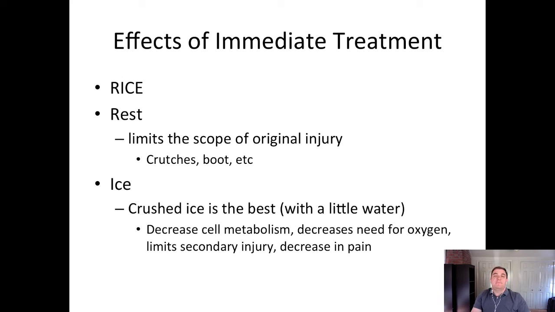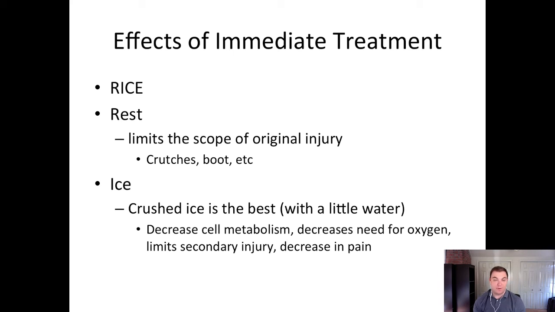RICE, baby, all right? Effects of immediate treatment, RICE. The doctor who coined RICE back in 1978 has actually come out and said that was the worst thing he's ever done. On Blackboard, I have three blog articles that you need to read. They're all by an athletic trainer named Josh Stone. He is awesome, a good writer. It's a blog, but he incorporates evidence, and he talks about why rest, ice, compression, and elevation is not the way to go.